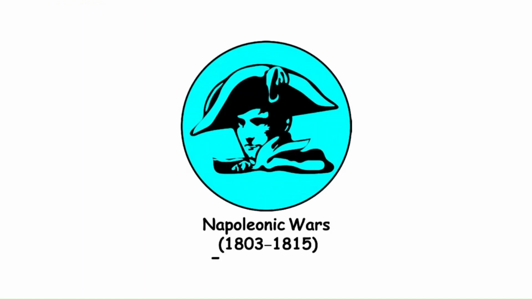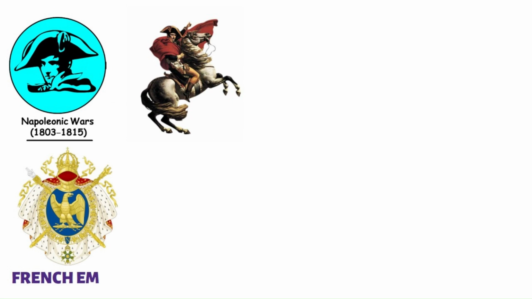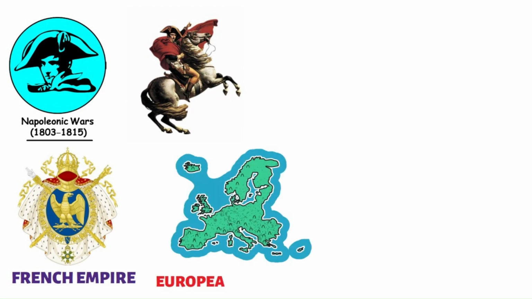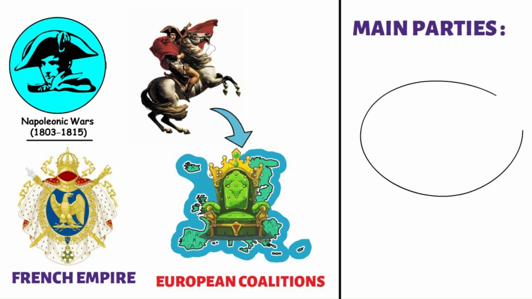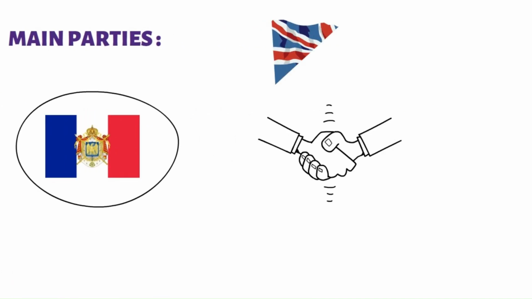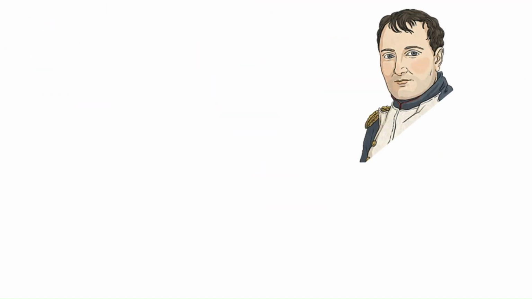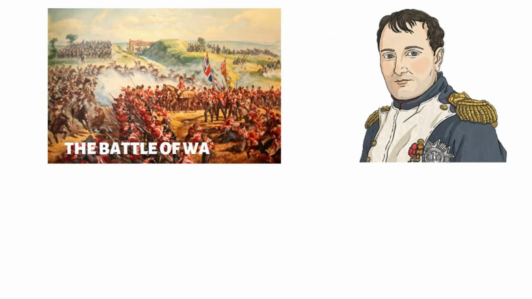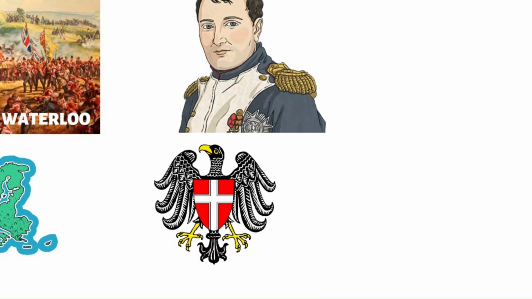Napoleonic Wars, 1803 to 1815. The Napoleonic Wars were a series of conflicts involving Napoleon's French Empire against various European coalitions. The cause was Napoleon's ambition to dominate Europe. The main parties were France and its allies against various coalitions of European powers, including Britain, Russia, Austria, and Prussia. The wars ended with Napoleon's defeat at the Battle of Waterloo and the Congress of Vienna restoring European stability.